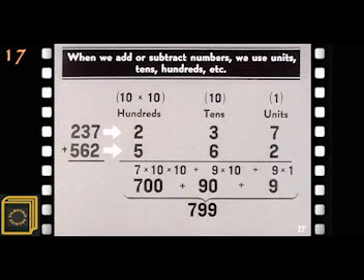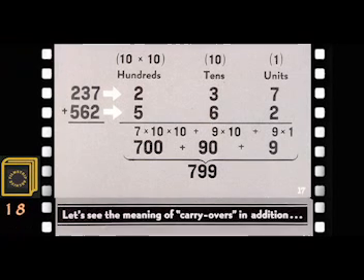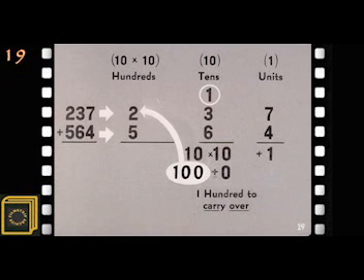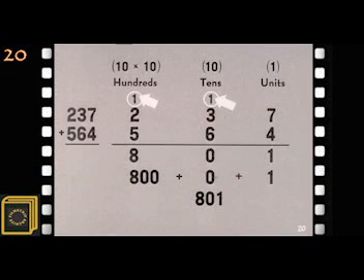When we add or subtract numbers, we use units, tens, hundreds, etc. Let's see the meaning of carryovers in addition. In the units place, because 7 plus 4 is 11, we have 1 ten to carry over. And in the tens column, we now have 1 ten plus 3 tens plus 6 tens. That gives us 100 to carry over into the hundreds column. And altogether, we have 8 hundreds, 0 tens, and 1 unit for 801.